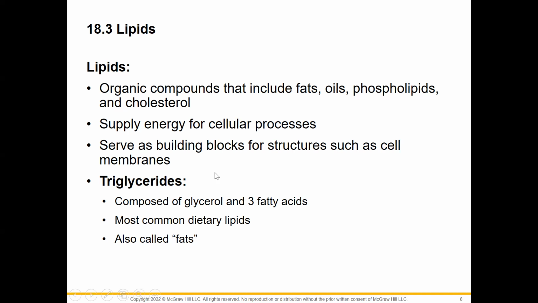Triglycerides are a type of lipid. Triglycerides are composed of a glycerol backbone, so that glyceride part is the glycerol backbone. And then you have three fatty acids. The tri part refers to the three fatty acids. So it's glycerol with three fatty acids attached to it. That is what a triglyceride is. It's the most common type of lipid that you're going to eat. All right. So when someone talks about fats being in the diet, they're talking about triglycerides, that glycerol backbone with the three fatty acids attached.